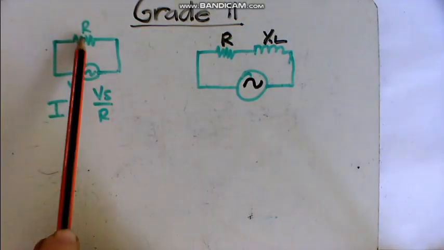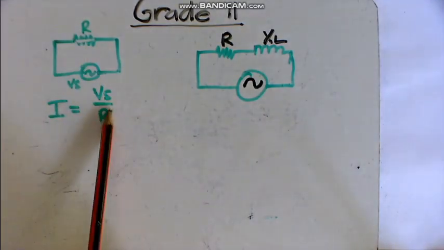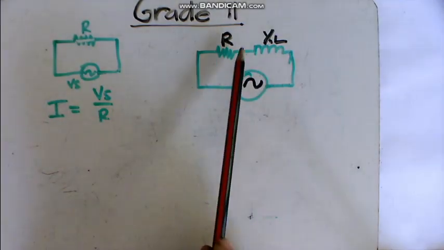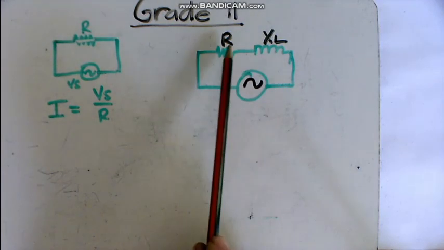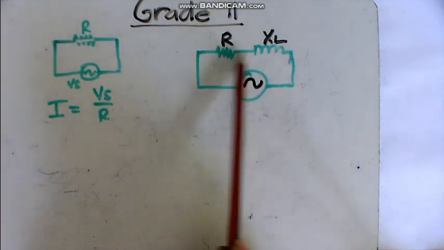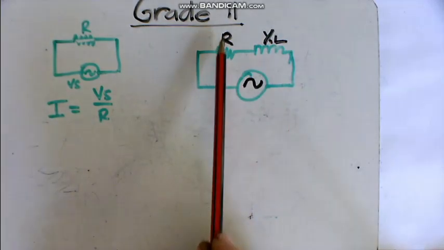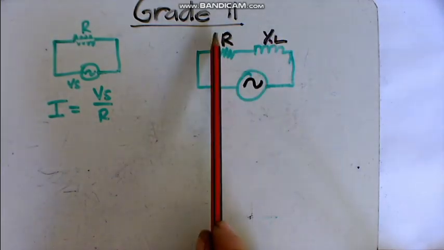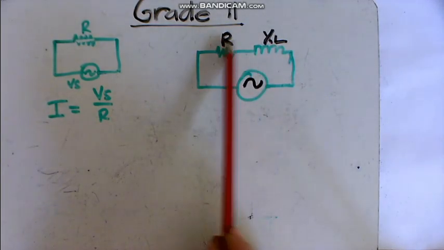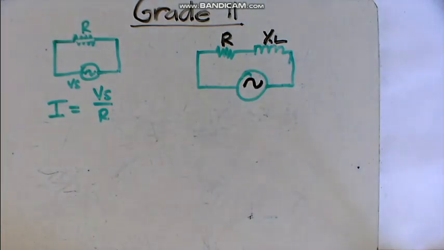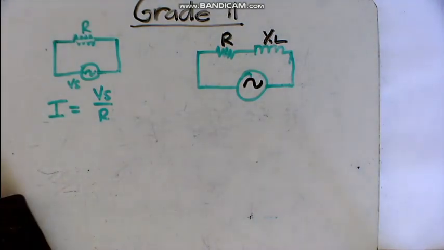So notice we just had one resistor, so this was kind of straightforward. Now we have to combine the effect of the inductor with the resistor to get an overall so-called resistance, which we now call impedance. So we have to find the impedance, working out what is the combined effect of the resistor and the inductor.